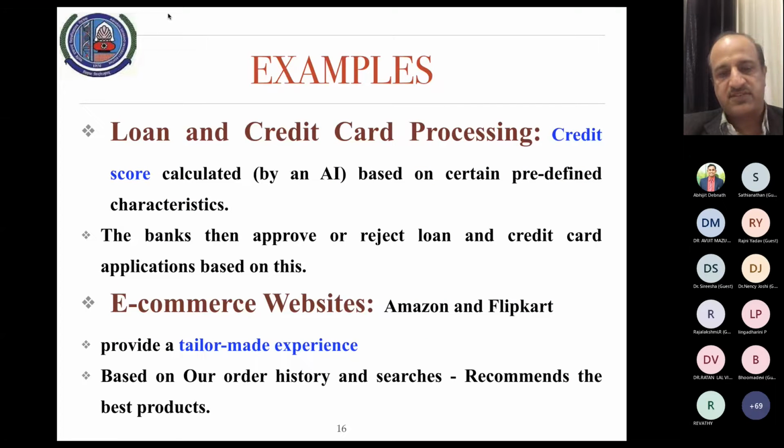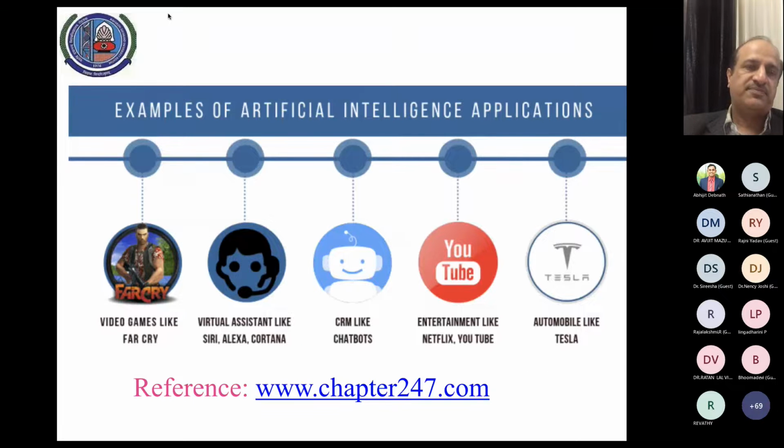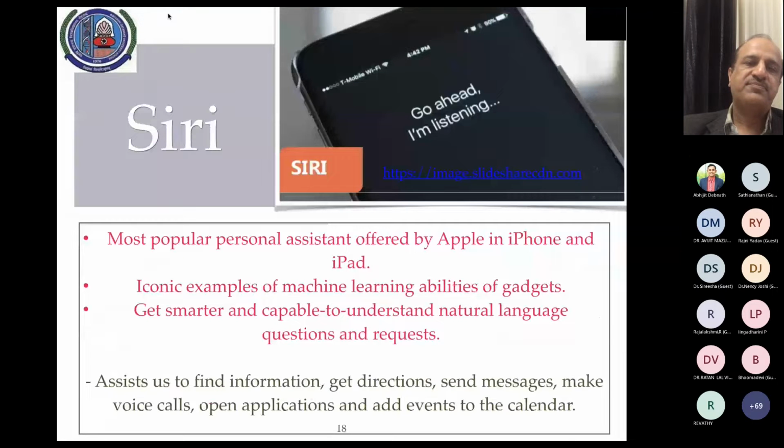The credit card system we discussed. Amazon, Flipkart, whatsoever, they are providing you a tailor-made experience that is based on artificial intelligence. Either you take any video game, any virtual assistant, any chatbots, your Netflix, your YouTube, as well as the recently marketed product in the automobile industry, that is made by Tesla. I'm taking a few routine examples we have gone through to basically understand what AI is doing.